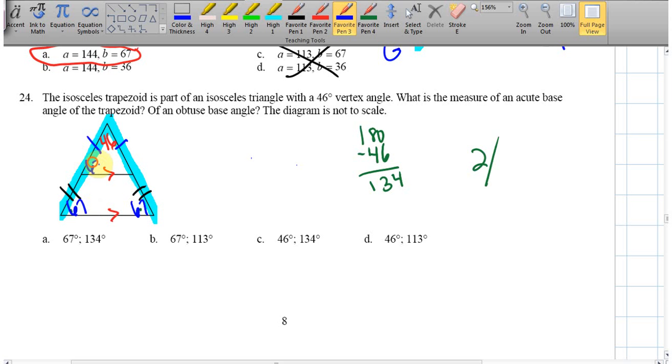And so with that angle and that angle, those are corresponding angles to one another. And what is the supplement of 67 degrees? That is 113. So this angle is 113 and that angle is 113. All right, let me keep on reading here.